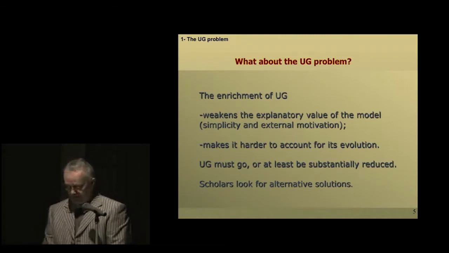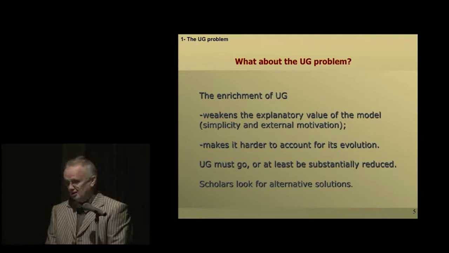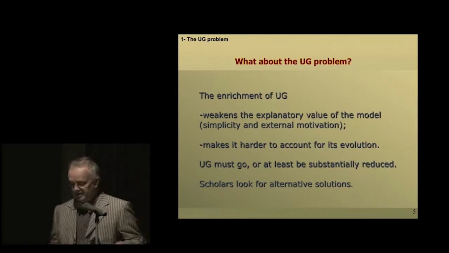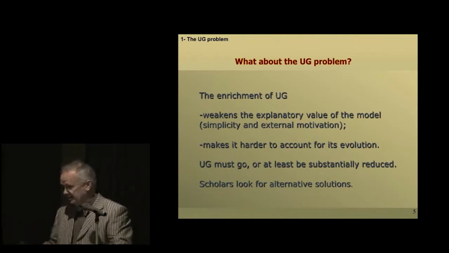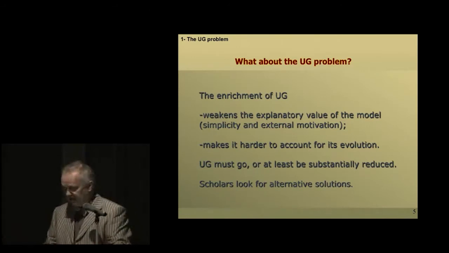As we can gather from Chomsky's quote, UG is the list of things that are unexplained in the theory and directly relevant to this conference. The more complex UG is, the more difficult its evolution will be. So that's the problem we have to solve, because the enrichment of UG to account for the data descriptively weakens the explanatory value of the model because of simplicity considerations. We're making the theory more complex, and also we're not appealing to external motivation anymore, what Chomsky refers to as the third factor. And of course, this all makes it harder to account for its evolution.